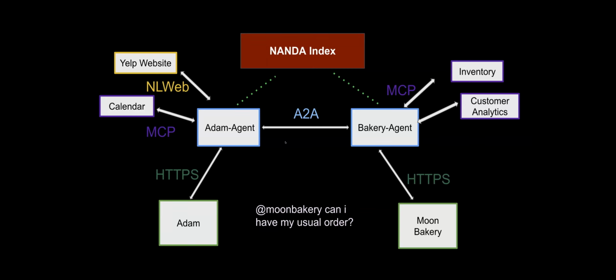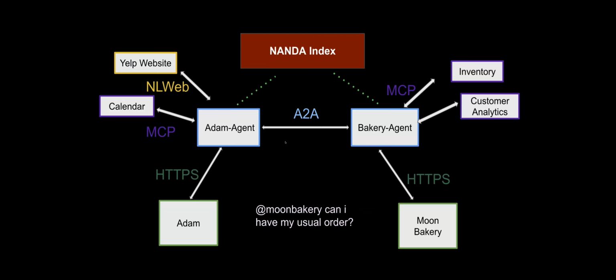It goes to Adam's calendar to see when Adam's daughter's birthday is. Is it this Saturday or the next Saturday? It may go to Yelp's website to figure out which of the local bakeries are best to go to, what kind of raw materials are being used, what other requirements or constraints he'll have to specify, what the rating of the bakery is. And then Adam's agent pings the NANDA index, which is just a lightweight router between agents, to figure out the agent for the bakery, and then uses the A2A protocol to send a message to the bakery agent.